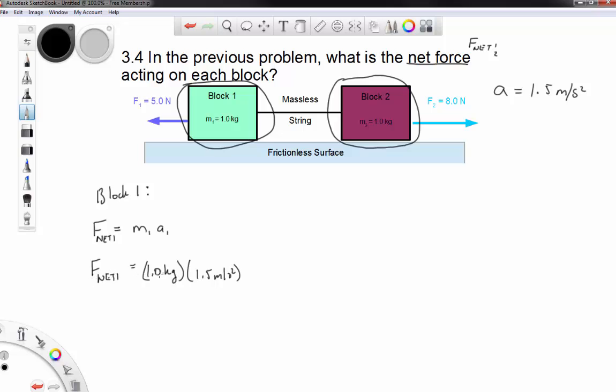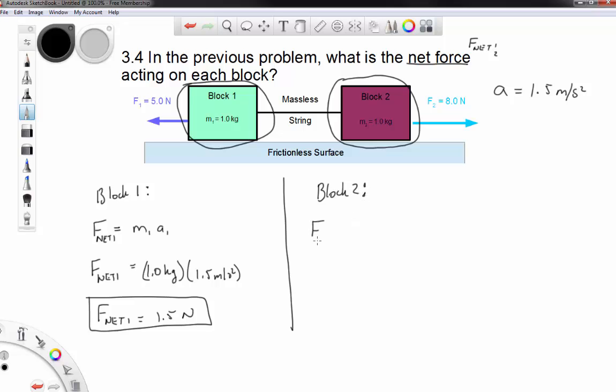So now F net 1 must be 1 times 1.5, or 1.5 newtons. So F net 1 is 1.5 newtons. Okay, let's look at block number 2.